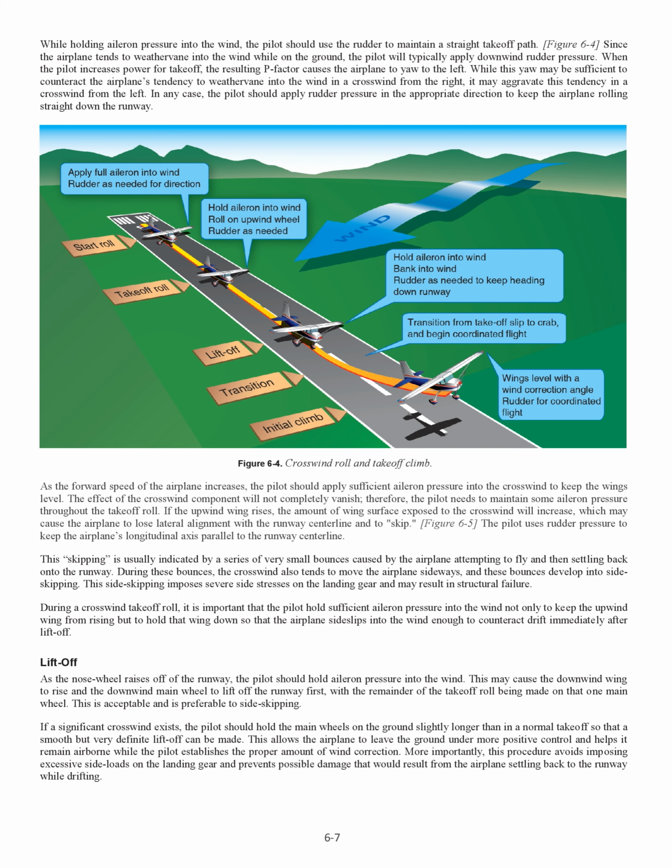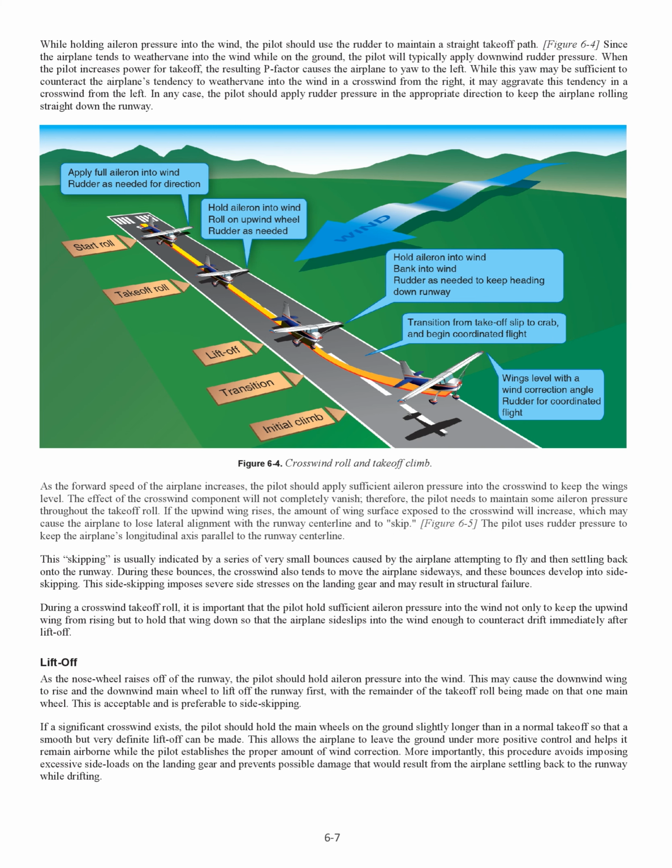Since the airplane tends to weather vane into the wind while on the ground, the pilot will typically apply downwind rudder pressure. When the pilot increases power for takeoff, the resulting P factor causes the airplane to yaw to the left. While this yaw may be sufficient to counteract the airplane's tendency to weather vane into the wind in a crosswind from the right, it may aggravate this tendency in a crosswind from the left. In any case, the pilot should apply rudder pressure in the appropriate direction to keep the airplane rolling straight down the runway. As the forward speed of the airplane increases, the pilot should apply sufficient aileron pressure into the crosswind to keep the wings level.